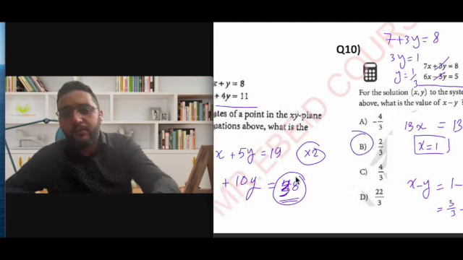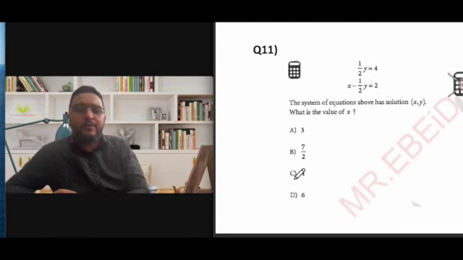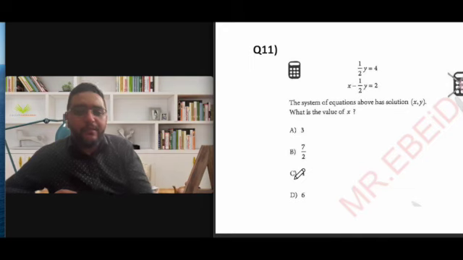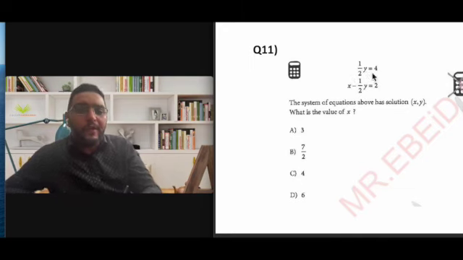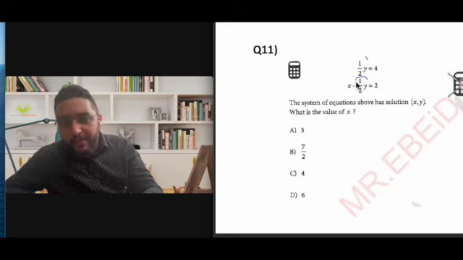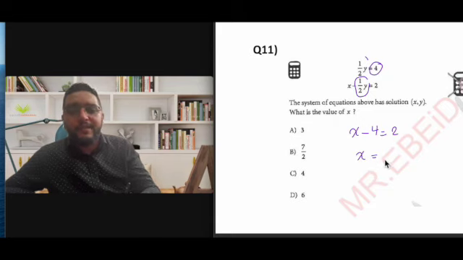Last question, question 11. The system of equations above has solution x and y. What is the value of x? In this system, we have half y equals 4 and x minus half y equals 2. You can put half y, which equals 4. So x minus 4 equals 2. It means adding 4 to both sides, so x equals 2 plus 4, which equals 6.